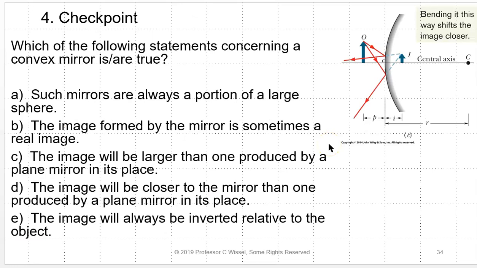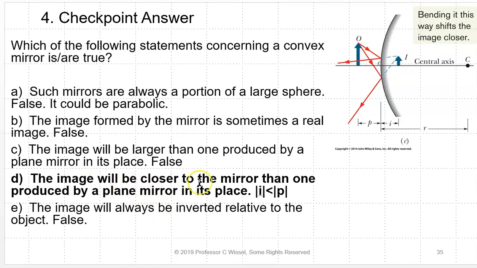Which of the following statements concerning a convex mirror is or are true? Basically, only one of these is true. The image will be closer to the mirror than one produced by a plane mirror in its place. So i will be less than p. Such mirrors are always a portion of a large sphere. No, you can grind it in a parabolic shape or any other shape you want. The image formed by a mirror is sometimes a real image. Convex mirrors never form a real image. They only form virtual images. The image will be larger than one produced by a plane mirror. False. Convex mirror images are always smaller than the one produced by a plane mirror.